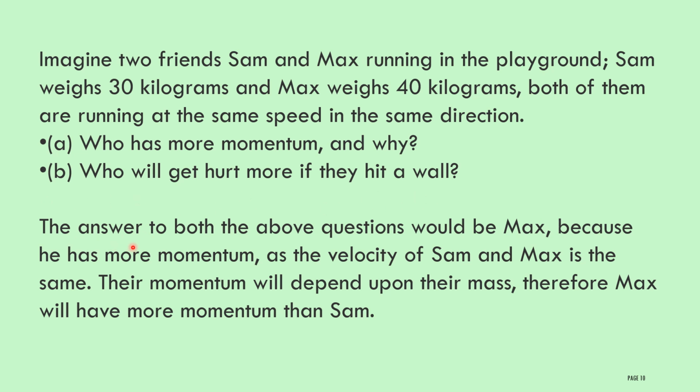For both questions, the answer is Max, because Max's weight is 40 kilograms and Sam's weight is 30 kilograms. Already you know momentum is directly proportional to mass. As the mass increases, momentum increases. Therefore, Max has more momentum compared to Sam. As the velocity of Sam and Max is the same, their momentum will depend upon their masses. Therefore, Max will have more momentum than Sam.